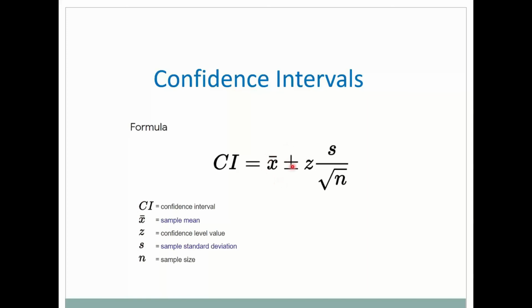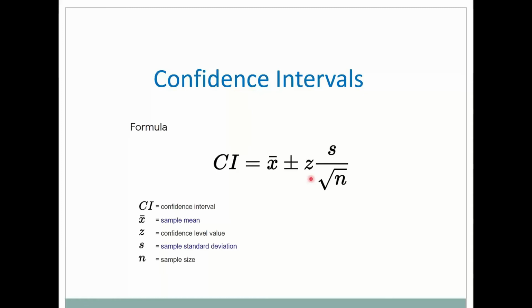Then we're going to figure out S divided by the square root of n. S is our standard deviation from the sample, and we divide it by the square root of our sample size. This is actually our standard error. Then we multiply it by a Z-score. For a 95% confidence interval, the Z-score is 1.96 if you have a two-sided test.